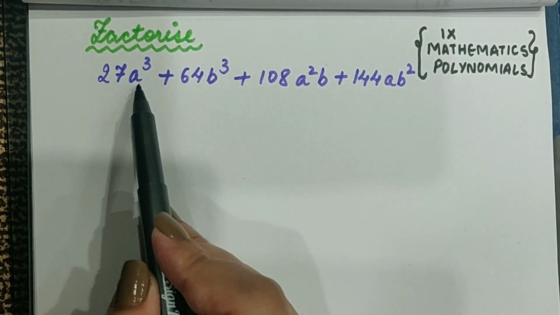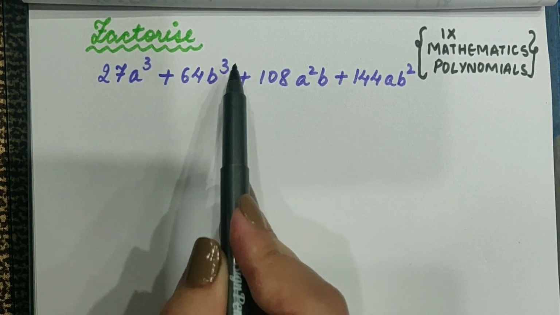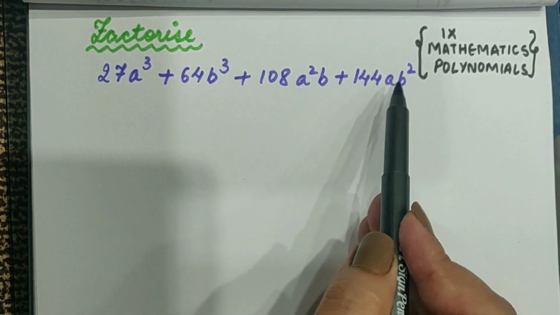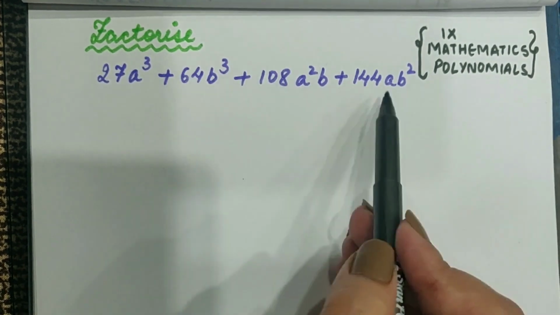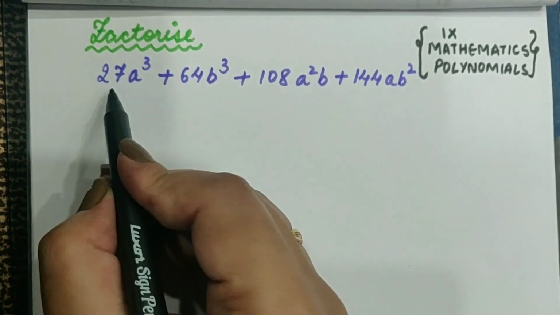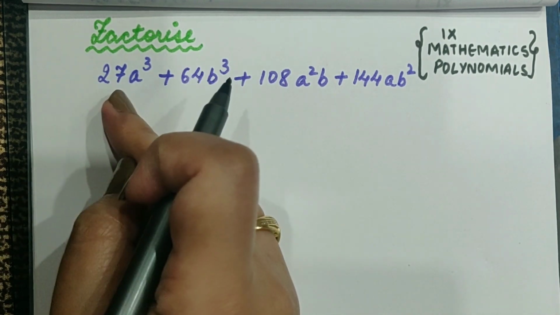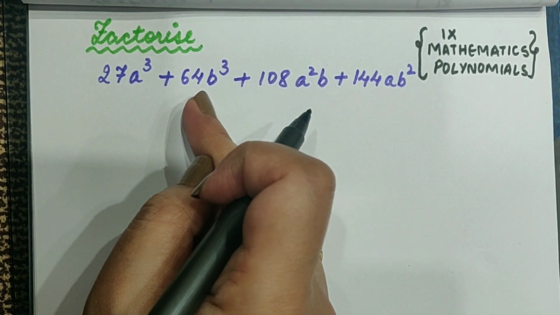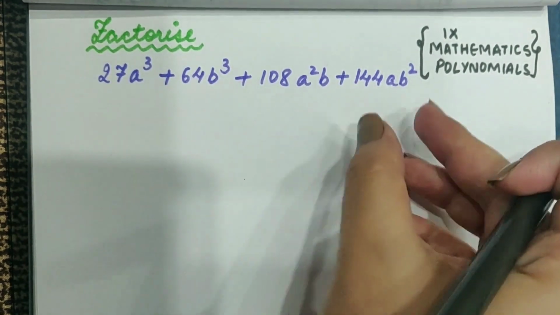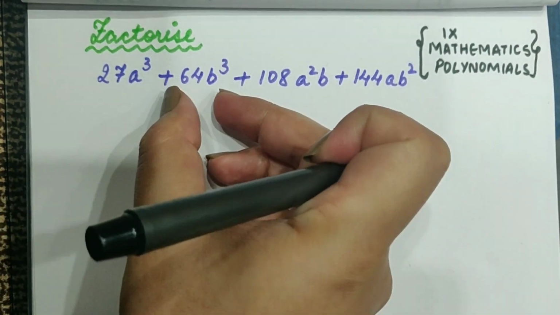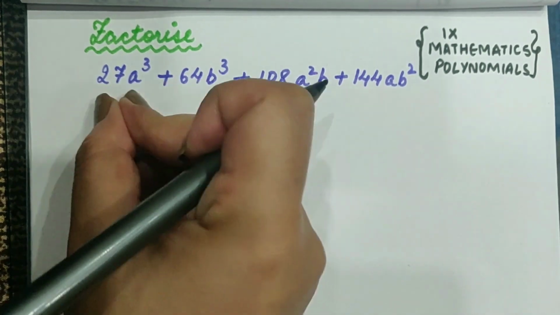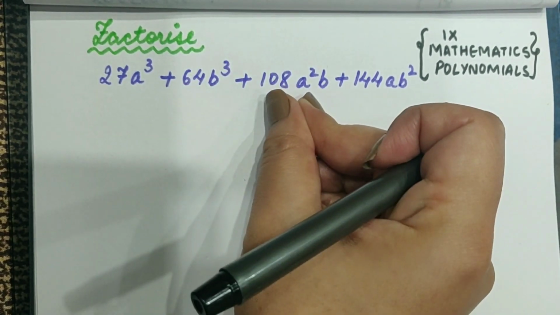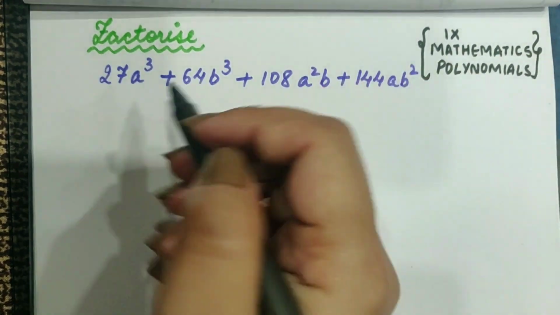Factorize 27a^3 + 64b^3 + 108a^2b + 144ab^2. You have to factorize this. First of all, see, the first term is a perfect cube. The second term is also a perfect cube. So this is turning out to be the form of a^3 + b^3 + 3a^2b + 3ab^2.